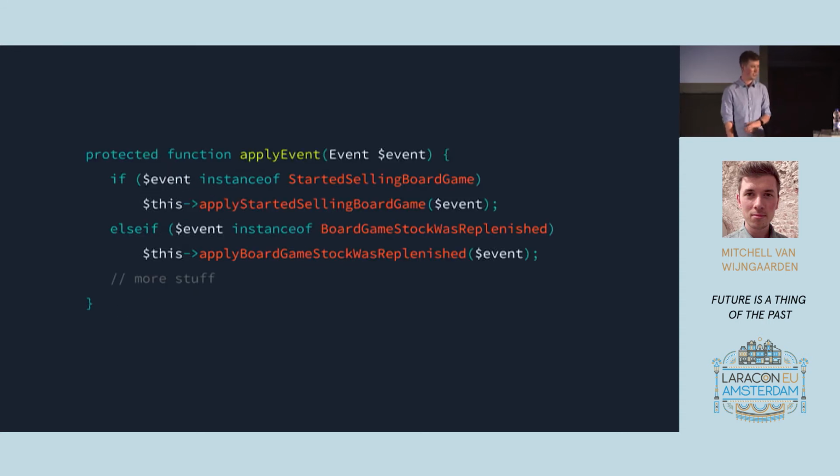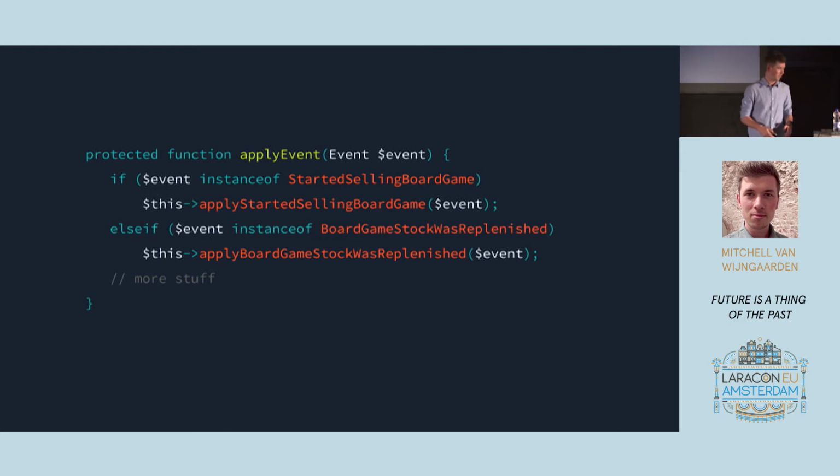So applying the event looks something like this. You could do it multiple ways. You could have another object take the responsibility of applying these events to the board game, for instance. I like to do it like this because it's all in one class. It's all very simple because, I mean, who cannot read this, right?